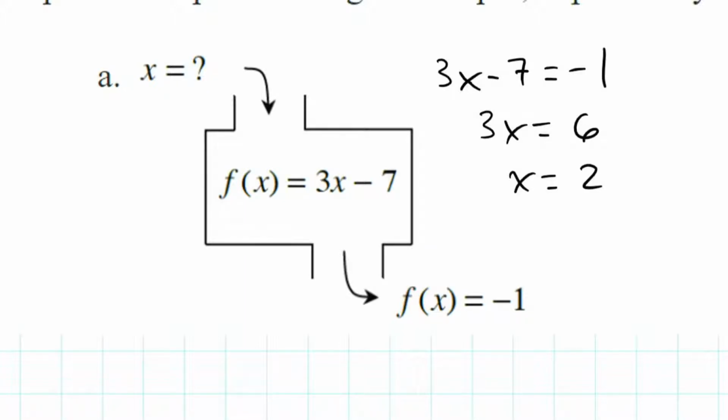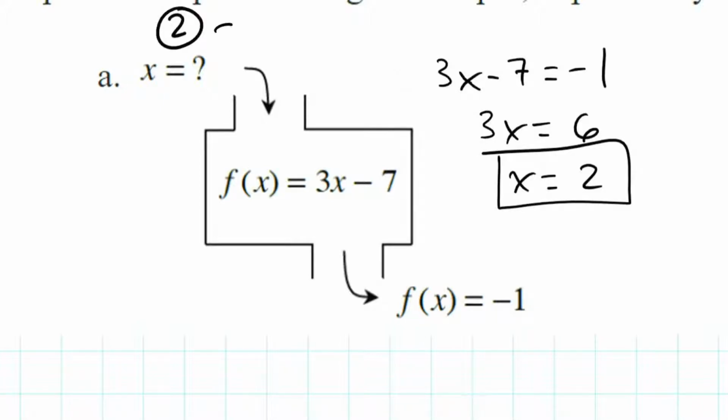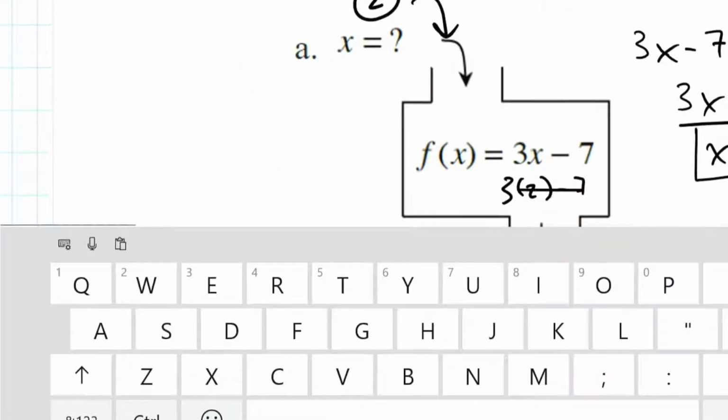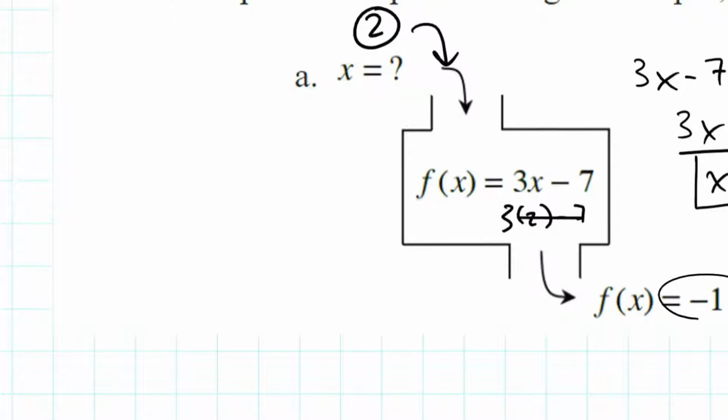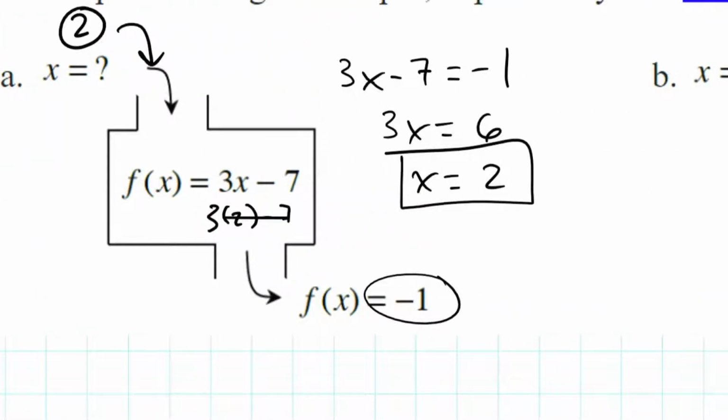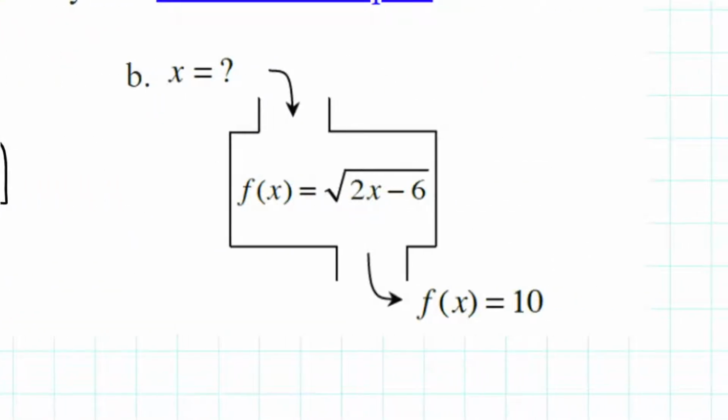So apparently, if I take the number 2 and plug that into this function, this becomes 3 times 2, which is 6. And 6 minus 7, oops, 6 minus 7 is indeed -1. So that works, right? An input of 2 produces an output of -1. Let's take a look at this one.